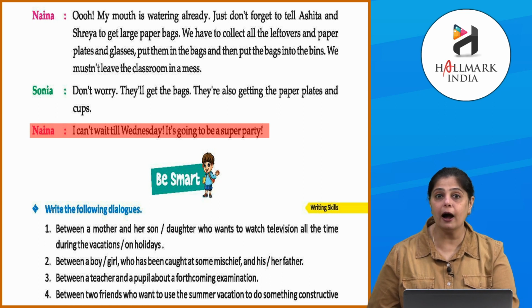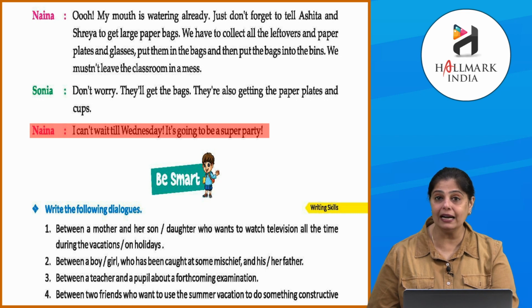It is as when you plan something with your friend, how it happens. At the same time, when others are also involved, you are told about which thing has been allocated to whom. So isn't this a beautiful way of writing a dialogue? So children, use this passage as a hint, okay, and do the exercise that follows. Be smart. You have to write the following dialogues.